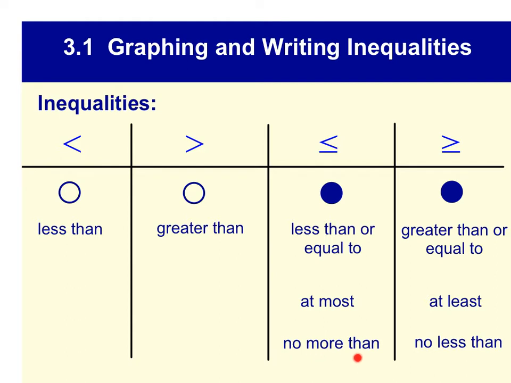Also, no more than, when we see more than, we tend to want to say it's a greater than, but it's got that word no in front, so that means it can't be greater than, so it's going to be less than or equal to.